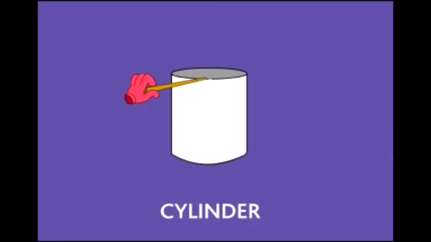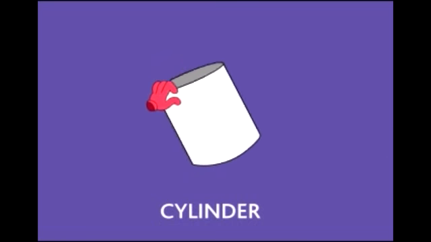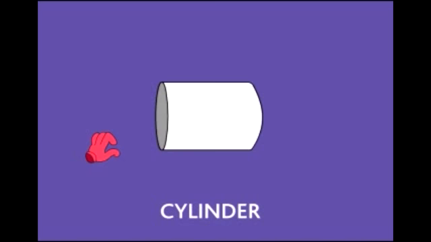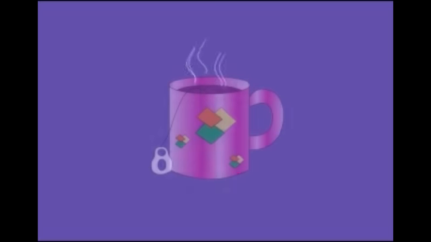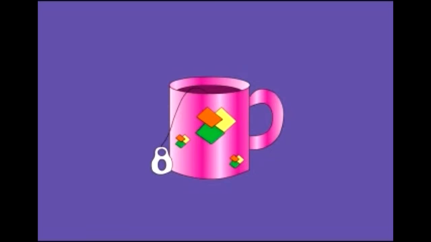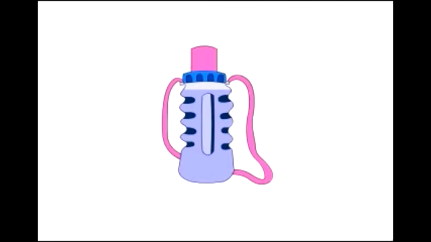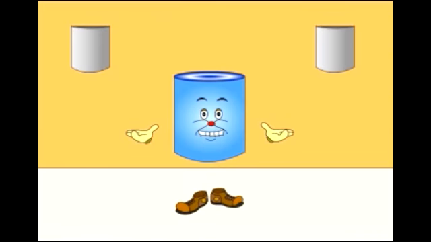A cylinder is a three-dimensional shape. It is a solid object that has a circular base and a height. A candle is cylindrical. That mug of steaming coffee and the water bottle too are cylindrical. There! Now I hope you know all about cylinders.